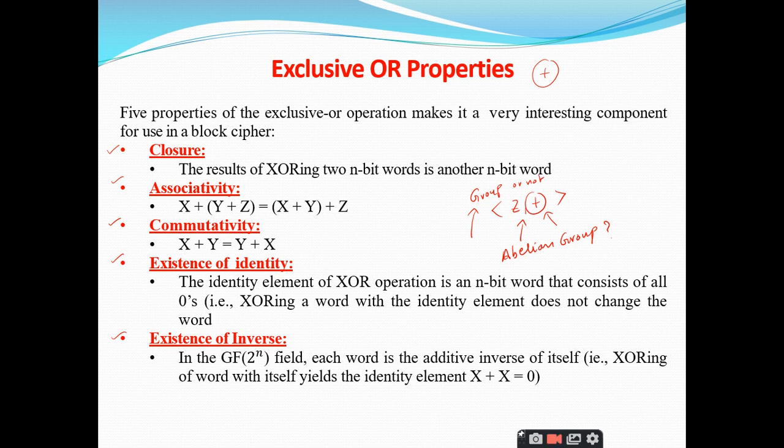Is it an abelian group or not? Yes, right, super. When it has to be an abelian group, in addition to the four properties, that is the closure, associativity, the existence of the identity and the existence of the inverse, it should also satisfy one more property, which is called the commutative property. So if it satisfies all five properties, we call it an abelian group. So the exclusive OR operation is used whenever we want to consider abelian groups. Is it clear up to this point?